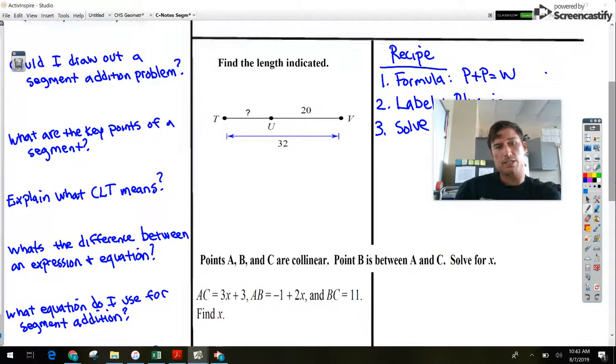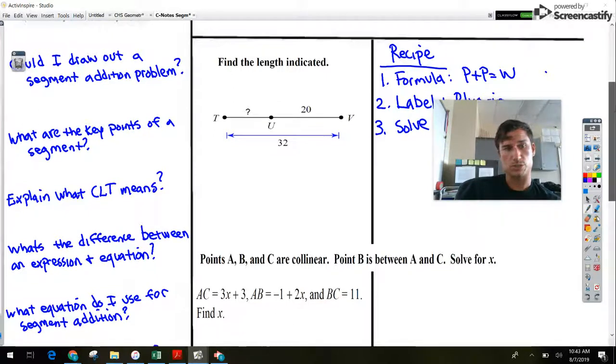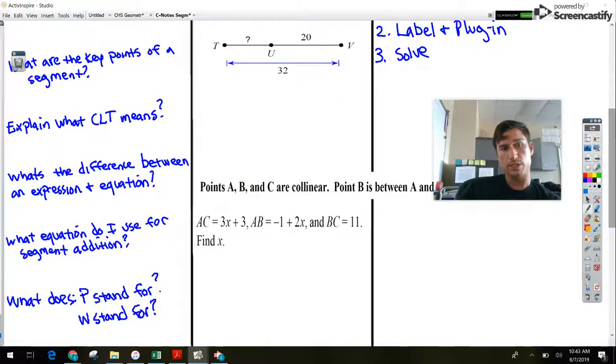Looking over here at the reminders, what CLT means, not TLC, who doesn't love TLC, but CLT here: combine like terms. Remember you have the numeric terms and the variable terms, so combine like terms is really important. Algebra 1 skill set: the difference between an expression and an equation. An expression is an incomplete sentence, without an equal sign. Once we use an equal sign, it's a complete sentence, and that's when we can solve. So equations are something we can solve.